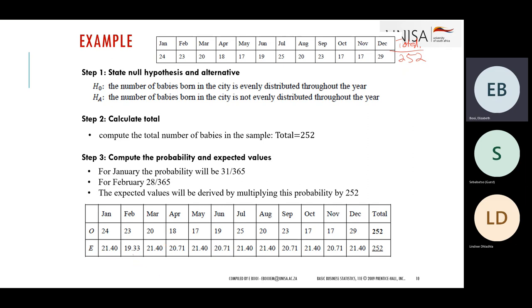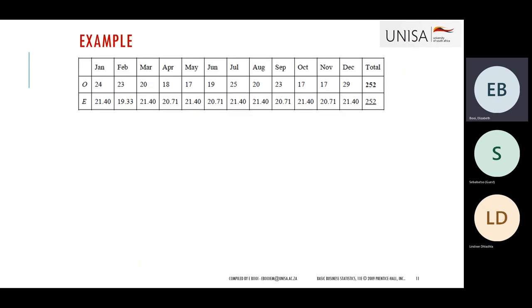19.33. For all the months that have 31 days, we can just substitute the 21.4. Then April has 30 days, so we say 30 divided by 365 times 252, which gives us 20.71, and we add this for all the months that have 30 days. If we add the sum of all expected values, we will get the same total as the sum of the observed values. So now we have our observed values and our expected values, and we can calculate our test statistic.